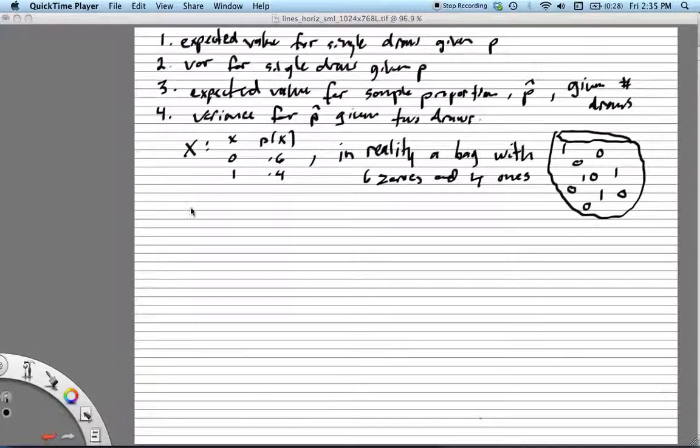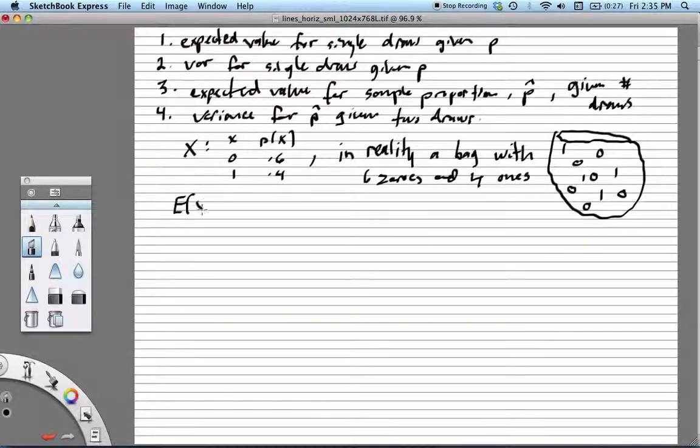So the expected value of this random variable is always just the sum of x, p of x. In our case, we have 0 times 0.6 plus 1 times 0.4, which is equal to 0.4. And this is like mu of our random variable. And in this case, we can call it the population proportion. It's equal to the proportion in the overall population.